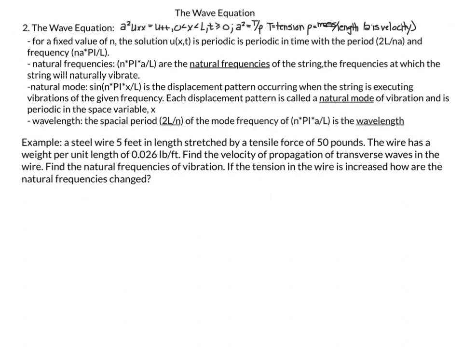This is my last example. Here are some notes from my first overview slide that will be relevant. So our example is we have a steel wire 5 feet in length stretched by a tensile force of 50 pounds. The wire has a weight per unit length of 0.026 pounds per foot.